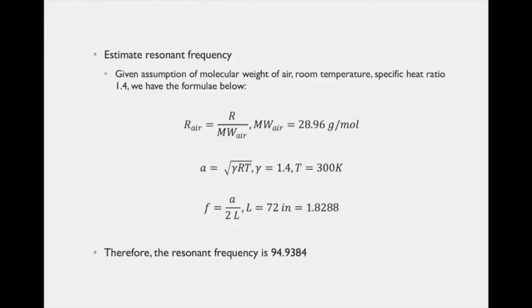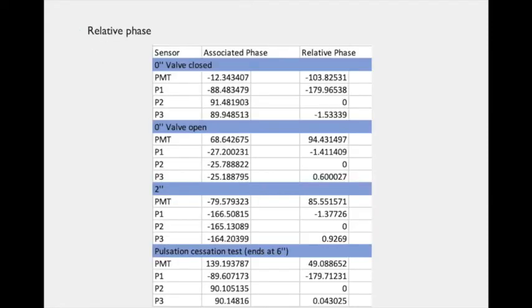Our second task is to estimate resonant frequency. Given an assumption of molecular weight of air, room temperature, and specific heat ratio 1.4, we have the formula below. The molecular weight of air is around 28.96 grams per mole, and gamma is 1.4. The temperature of the room is assumed to be 300 Kelvin, and the length of the tube is given as 72 inches, which is around 1.8288 meters. And now we have the resonant frequency, which is around 94.9.